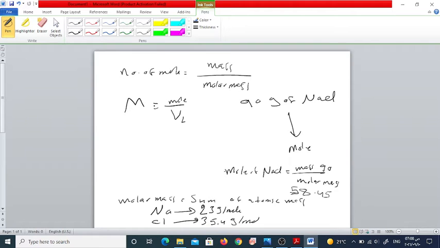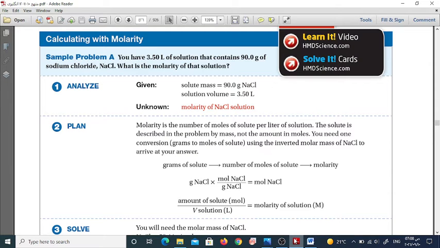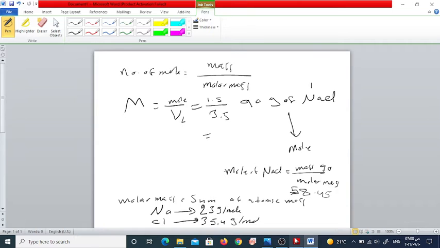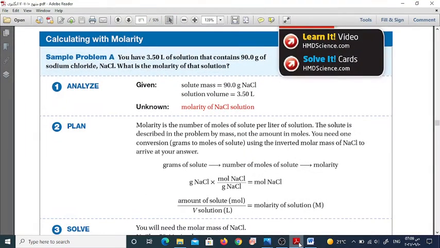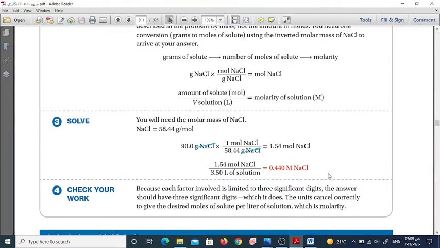We come here again, equal to 1.5 divided by 3.5. We get molarity. Let's check the volume before calculation. Yes, 3.5. 1.5 divided by 3.5 equals 0.4. Yes, here we have 0.4. That's how you can calculate molarity examples.